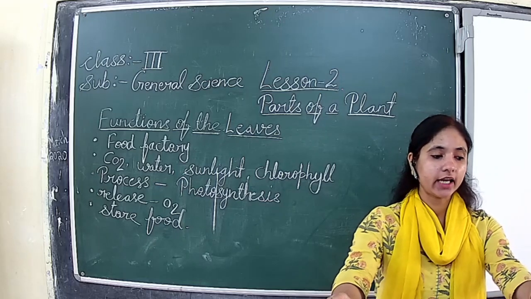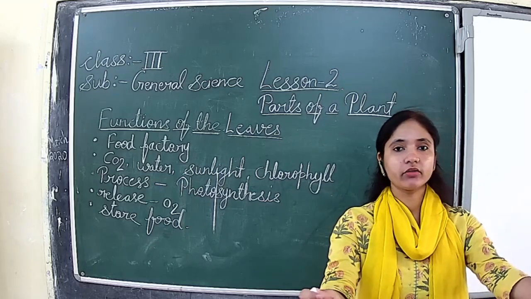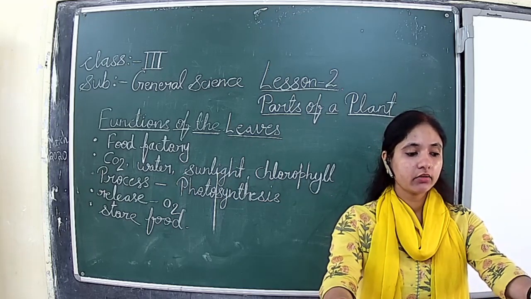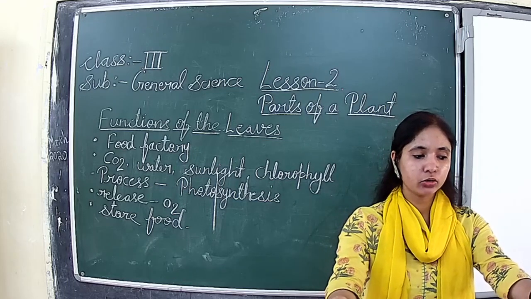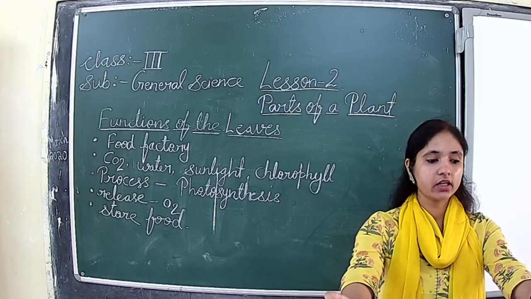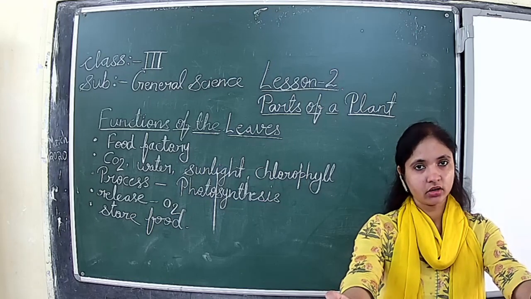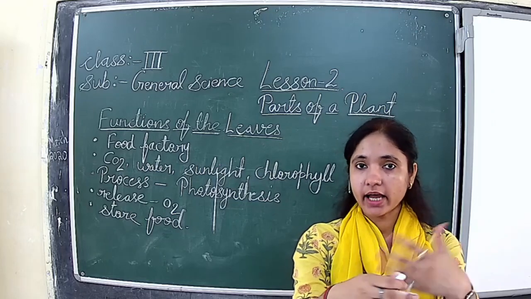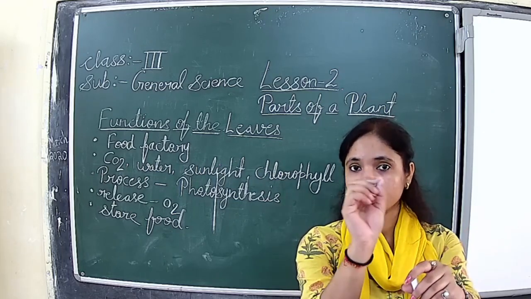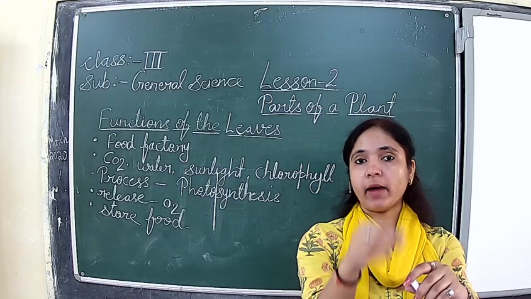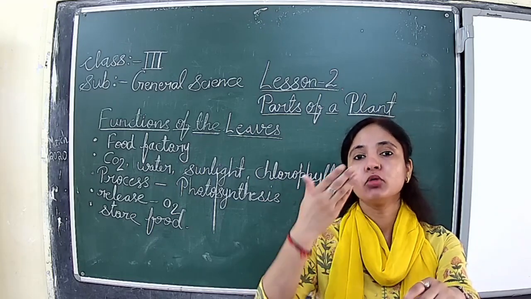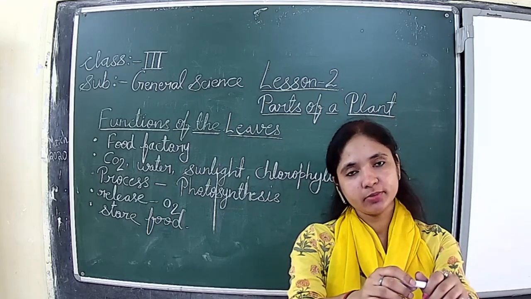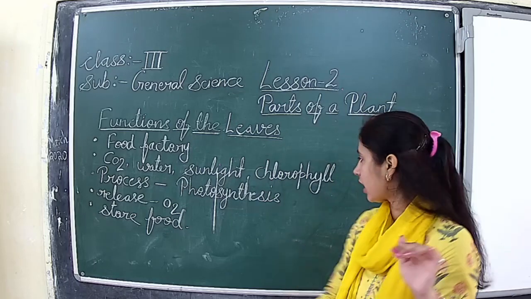Plants absorb water in excess of what is required. This excess water is given off in the form of water vapor through the stomata. The leaves store extra water, and the process of giving out the excess water through the small tiny pores known as stomata is called transpiration.